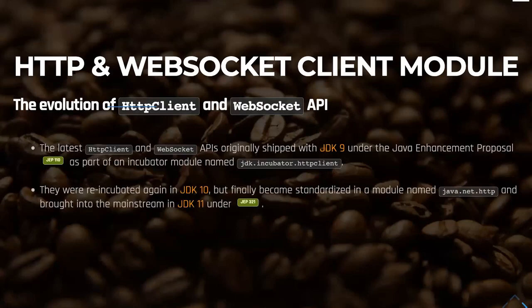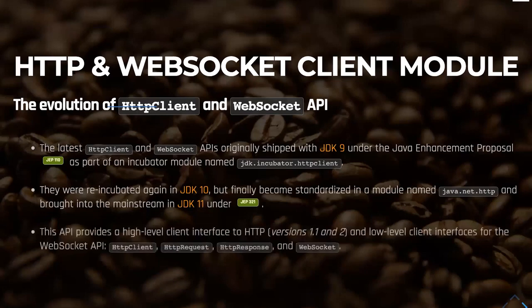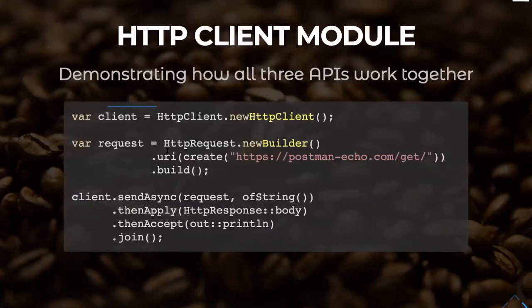They were re-incubated in JDK 10, but finally released in JDK 11 under the module java.net.http. This provides high-level interfaces for version 1.1 and version 2 of HTTP. The main interfaces you're always going to use to declare are HttpClient, HttpRequest, HttpResponse, and WebSocket.